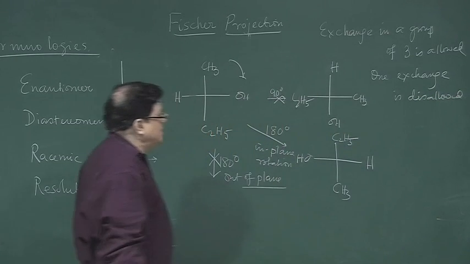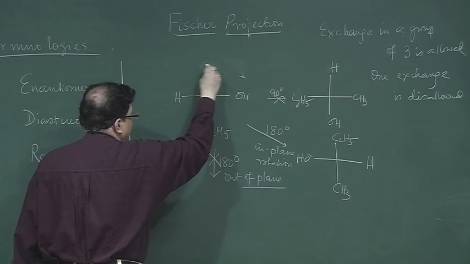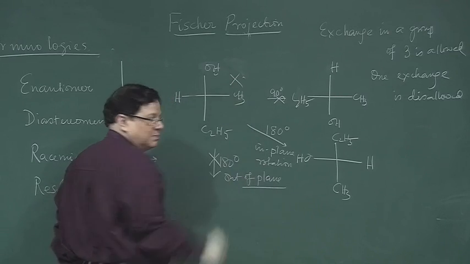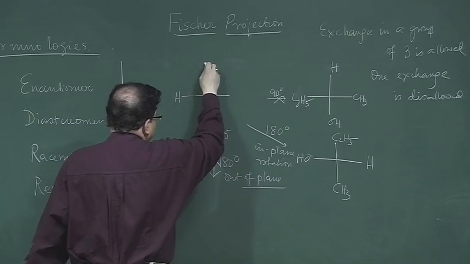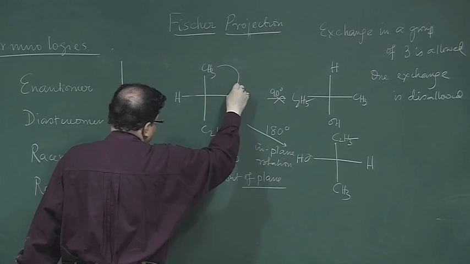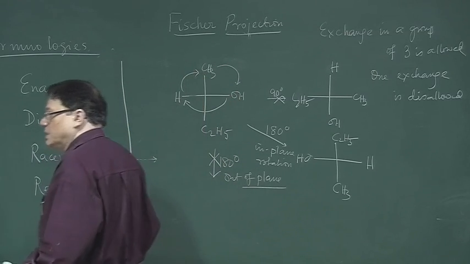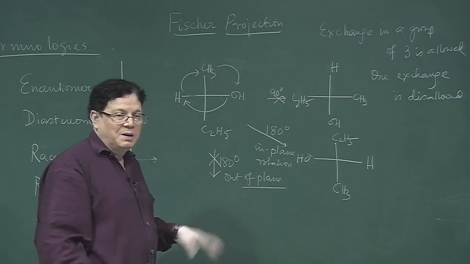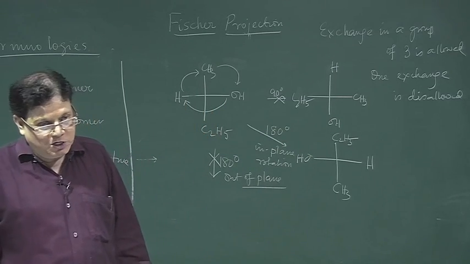Okay. Now, what does it mean? One exchange means exchanging methyl with Wedge. So, if you put the Wedge here and the methyl here, that is not allowed. That changes the molecule. What does not change the molecule is exchange in a group of 3. That means, you bring the methyl here, Wedge here and H there. That is what is called exchange in a group of 3. So, that is what is allowed. One exchange is disallowed. So, that is, I think, all about the Fischer projection formula.